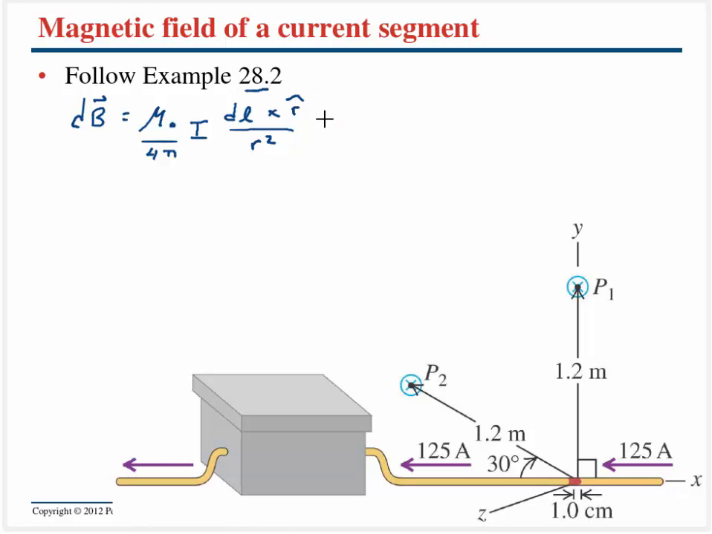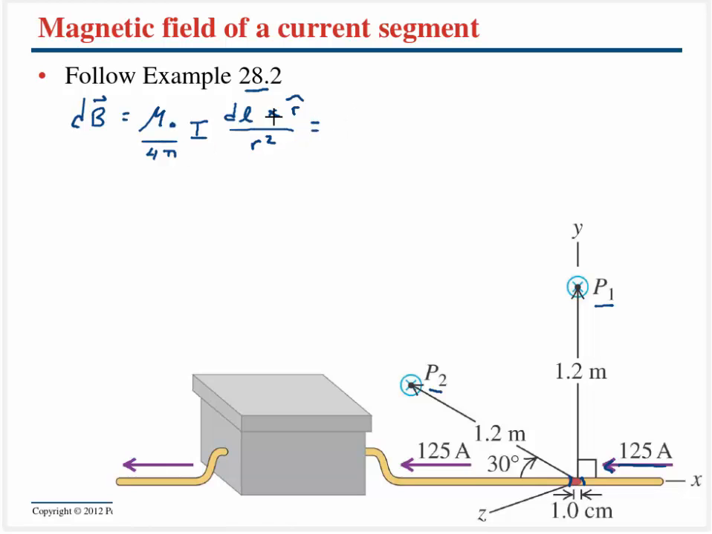Example 28.2. What we're asked to do is, we have a current carrying wire. It tells us what the current is and what the direction is: it's in the negative x direction. We're looking at a little 1 centimeter chunk of wire, and we're asked what the magnetic field is at point 1 and point 2 here. So let's take a look at point 1 and leave point 2 for you to do on your own.